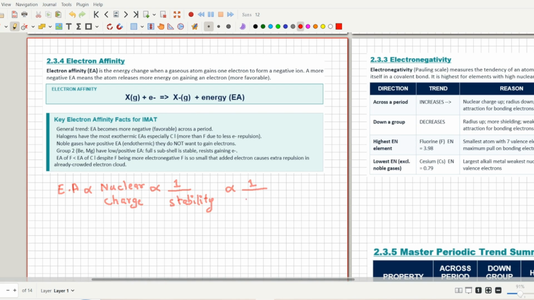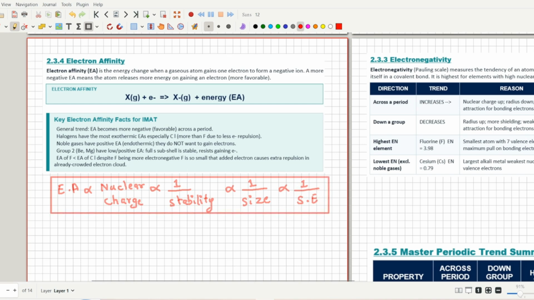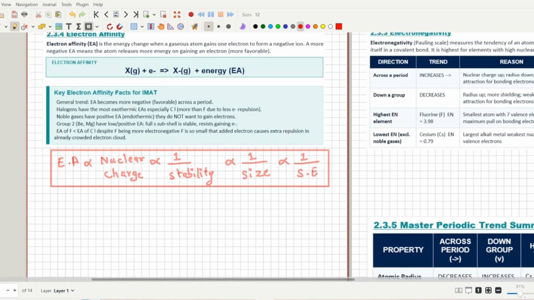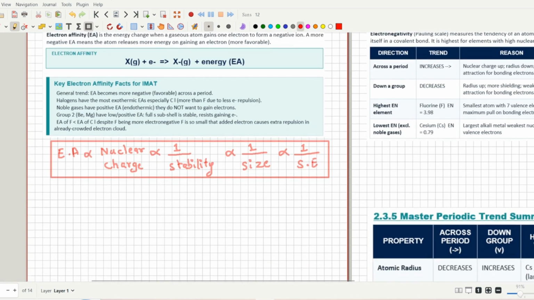It is inversely proportional to size, and it is also inversely proportional to the shielding effect, just like ionization energy. So this was about the dependence for electron affinity. Now, when is electron affinity maximum and when is it minimum? First of all, the electron affinity is maximum for 7A elements.